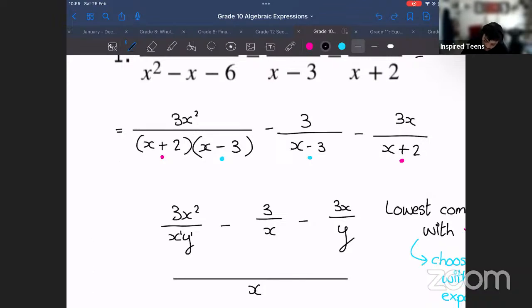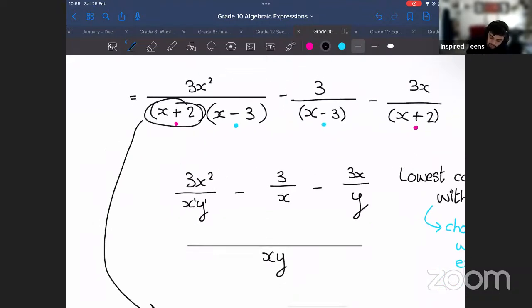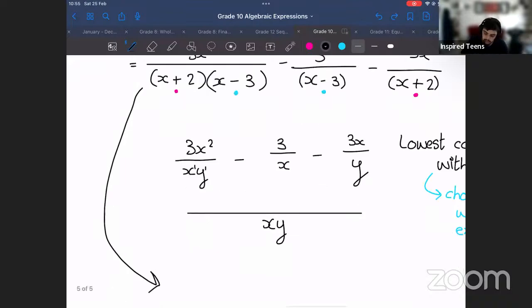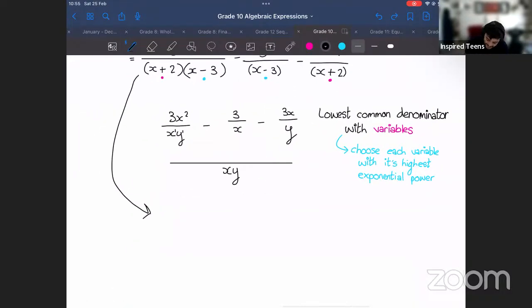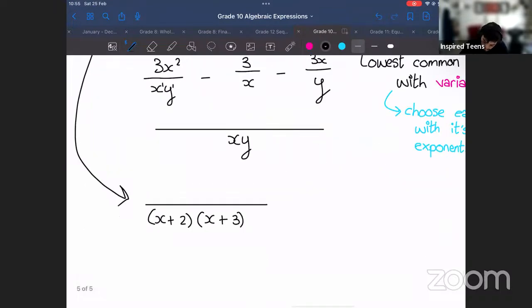So in that specific case, I need to choose each variable. So I need to have x plus 2 and I need to have x minus 3. Both of them, those are the two different variables I have across all my denominators. So I have to choose x plus 2 and x minus 3, and I will choose it with its highest power. Its highest power in this case is just itself, x plus 2. And then the other variable, x minus 3, yes. Okay, so I hope that makes sense.